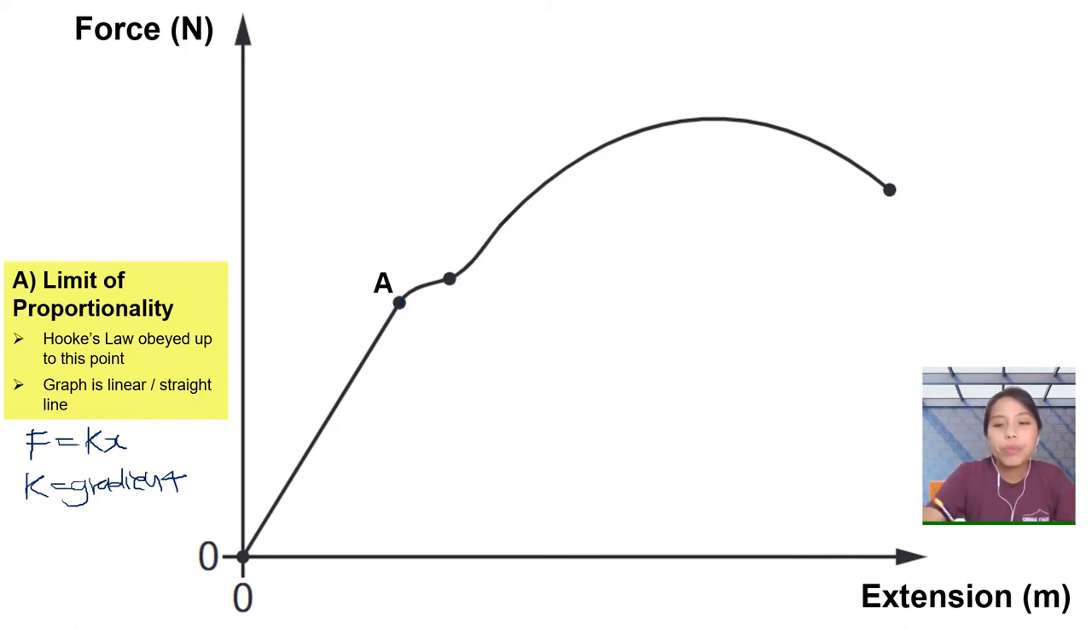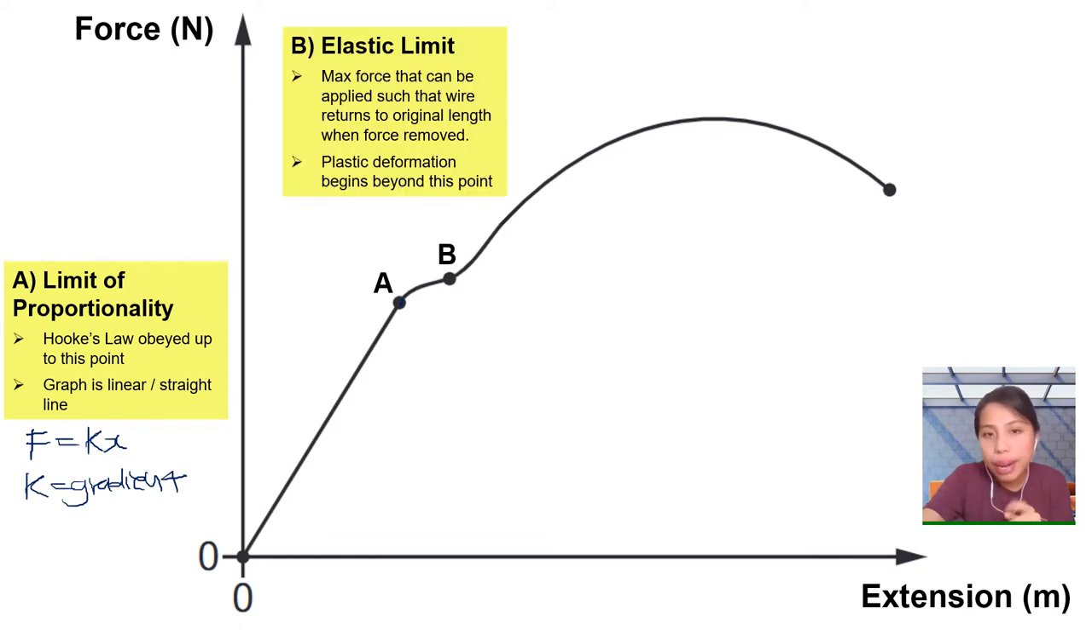If you go over the limit a bit, your object, like a spring or metal wire, will not follow Hooke's law anymore. But it's still considered elastic, and that's what we call point B. It's called the elastic limit. That is the maximum force that can be applied so that the wire, when you pull it, goes back to its original length when the force is removed. Beyond this point, everything will be considered plastic.